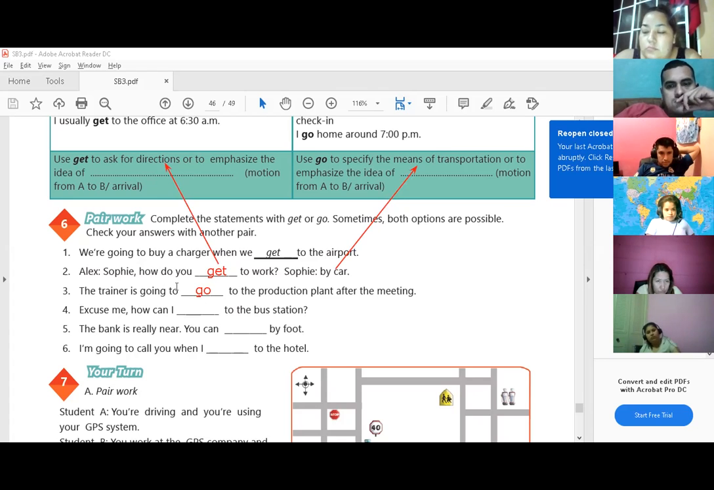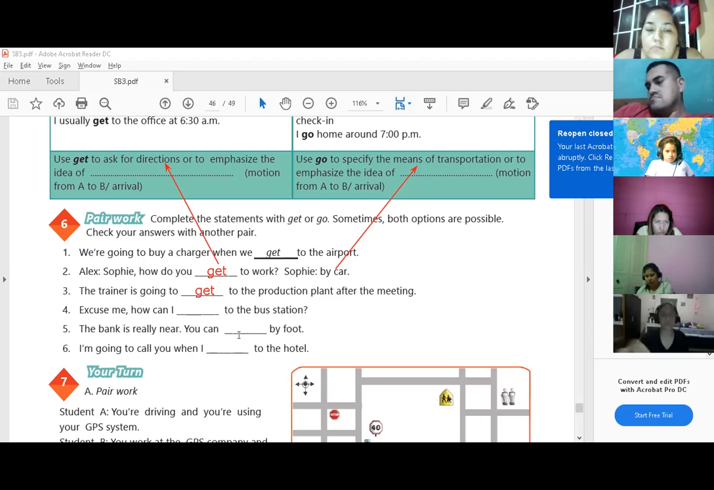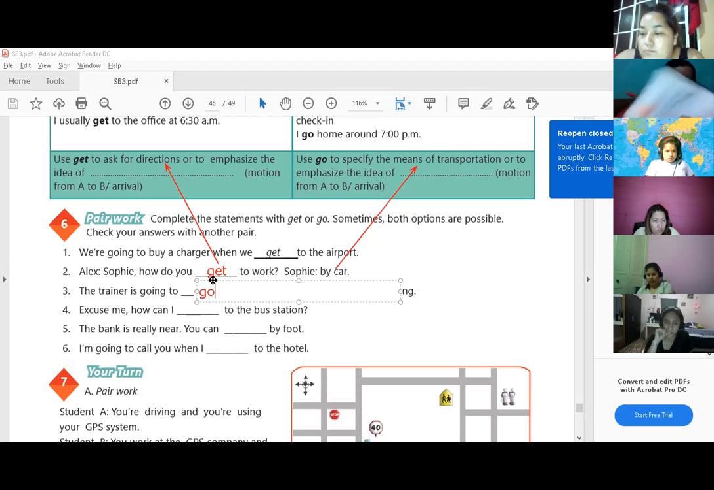Okay. Now, so we make emphasis on the fact that he is going, right? Emphasis en que va a ir. And if we have get, emphasis en qué? ¿Cómo va a ir? Énfasis en que va a llegar. Right? So, emphasis on going. Emphasis on arriving. Uno hace énfasis en que va a ir y otro énfasis en que va a llegar.